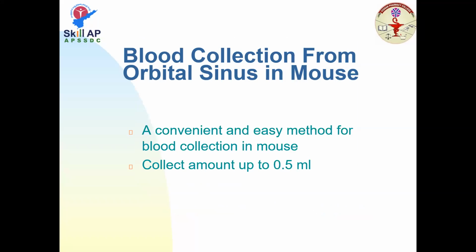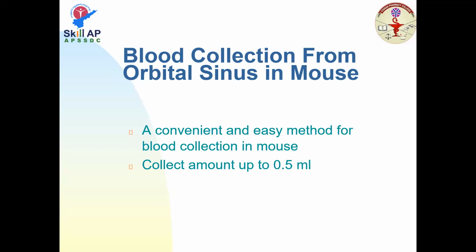Next is blood collection from the orbital sinus in mouse. It is one of the easiest. Compared to the tail, it is very easy and less harmful to the animal. Why is it less harmful? Because in the tail we are cutting the tail, and here we collect from the eyes. If a small particle falls in your eye, you feel a lot of pain; if you have an injury and a small dust particle on the eye, it makes you more scared. Whereas in the tail, it is not like that.